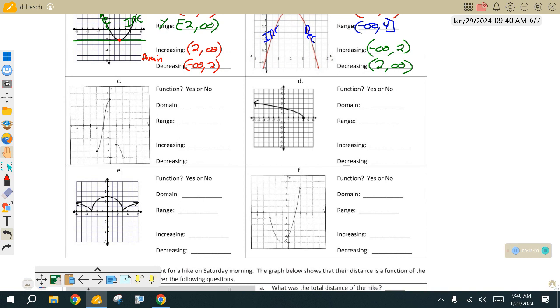Now on C, the domain and the range, that's nothing too crazy. Now first off, this is a function. Left to right, are we overlapping at any time?